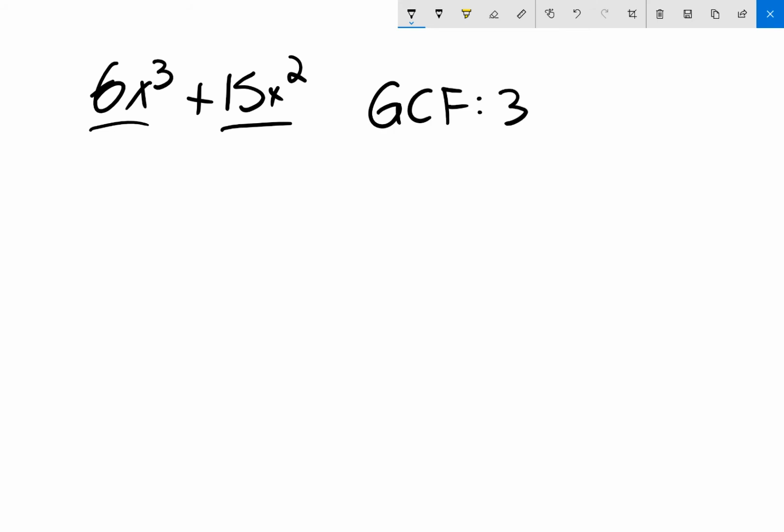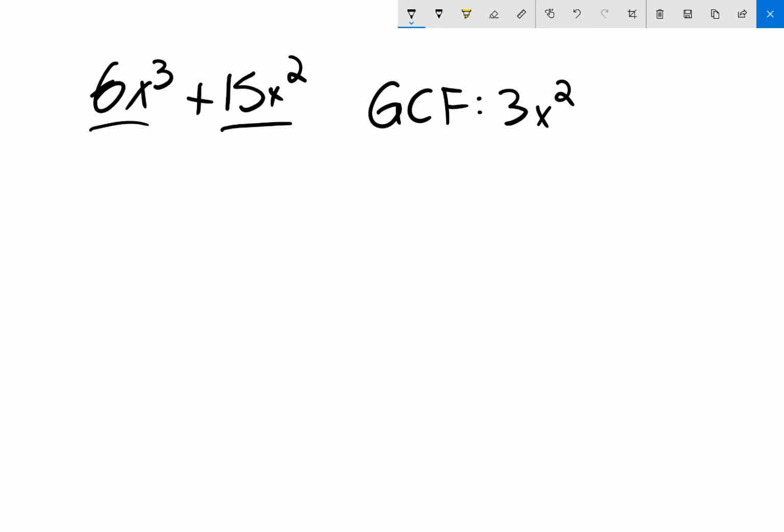And then also look at the x's. The first term has x to the third, meaning it's got 3 x's in it. And the second term has x to the second, which means it has 2 x's in it. Each term has at least 2 x's. So as far as what they have in common, they have at least 2 x's in common. So the GCF is 3x squared. They're both divisible by 3, and they both have at least an x to the second power.